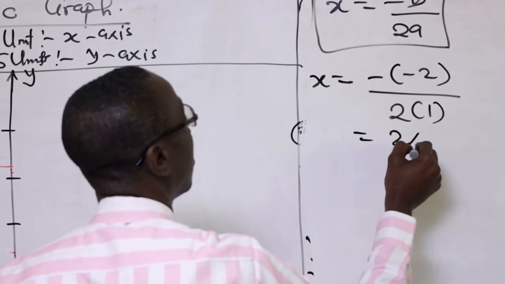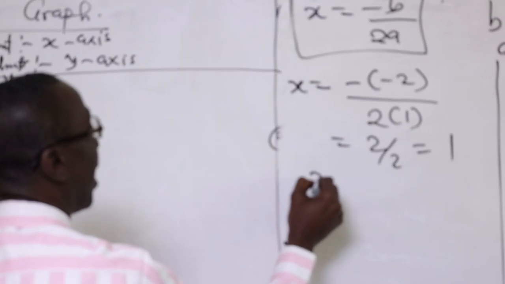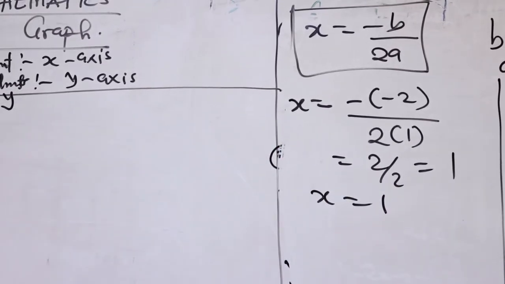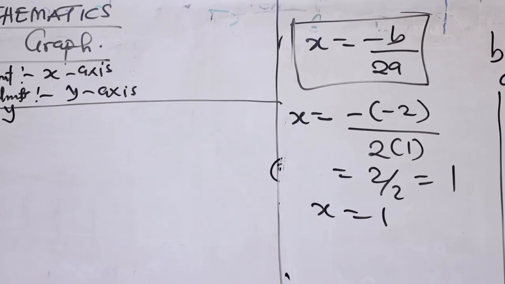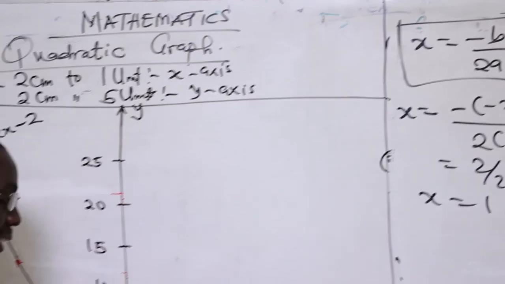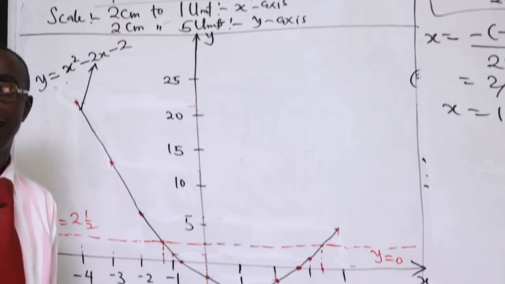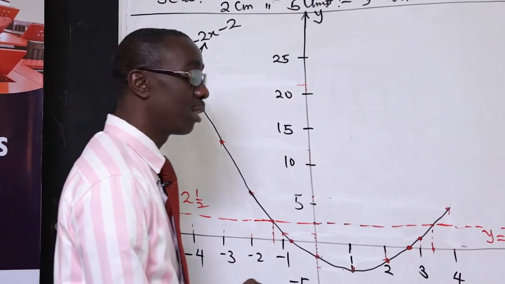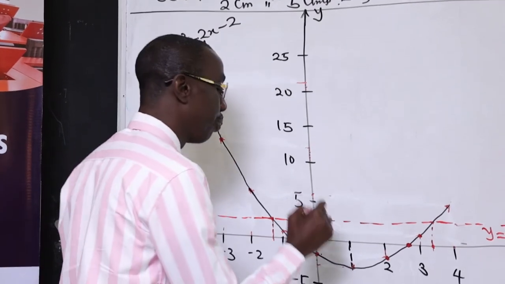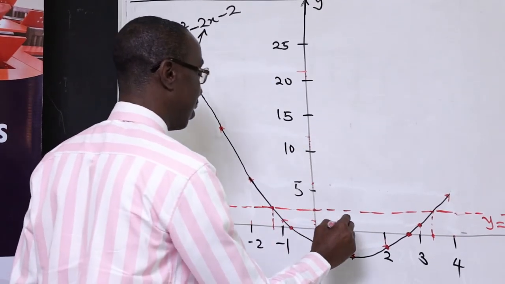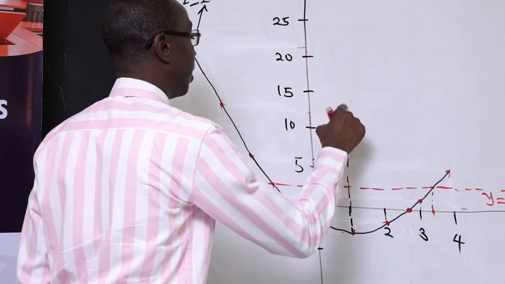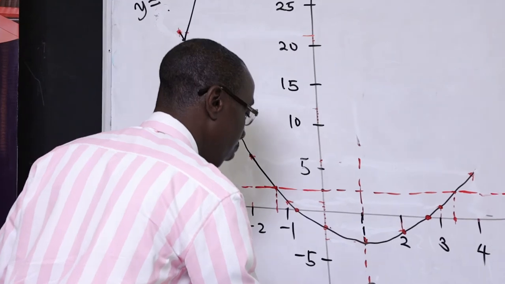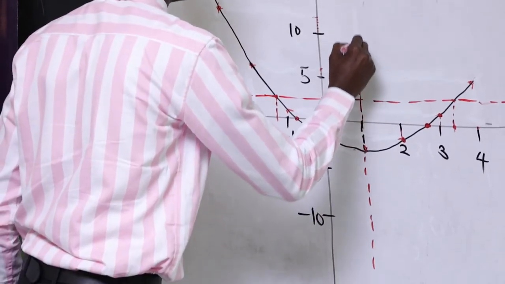I'm still getting some murmuring. Locate x is equal to 1 and put your ruler there. And let there be a broken line going through x is equal to 1, telling your examiner that is the line of symmetry. With that, you write x is equal to 1. Are you with me? Yes.